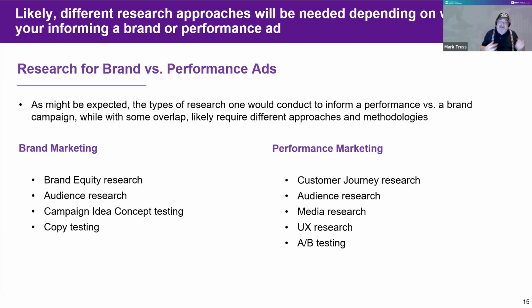As might be expected, the types of research one would conduct to inform a performance versus a brand campaign, while there's some overlap, likely require different approaches and methodologies. For brand marketing, you're really trying to understand brand equity research. What does the brand stand for? What does it own? What is it highly associated with in those associative networks?